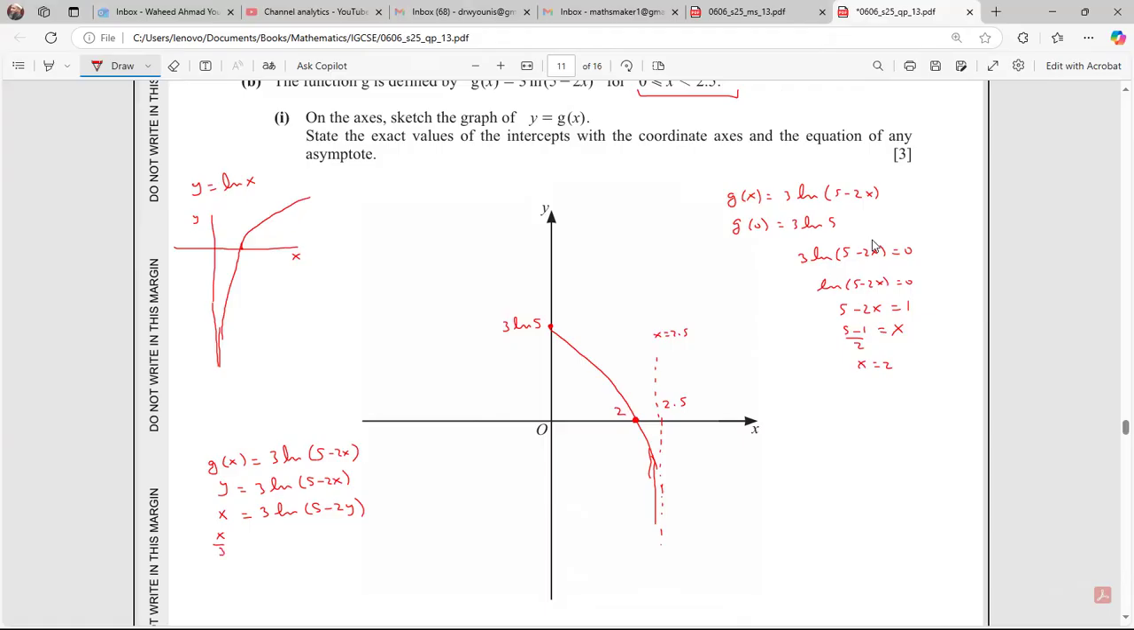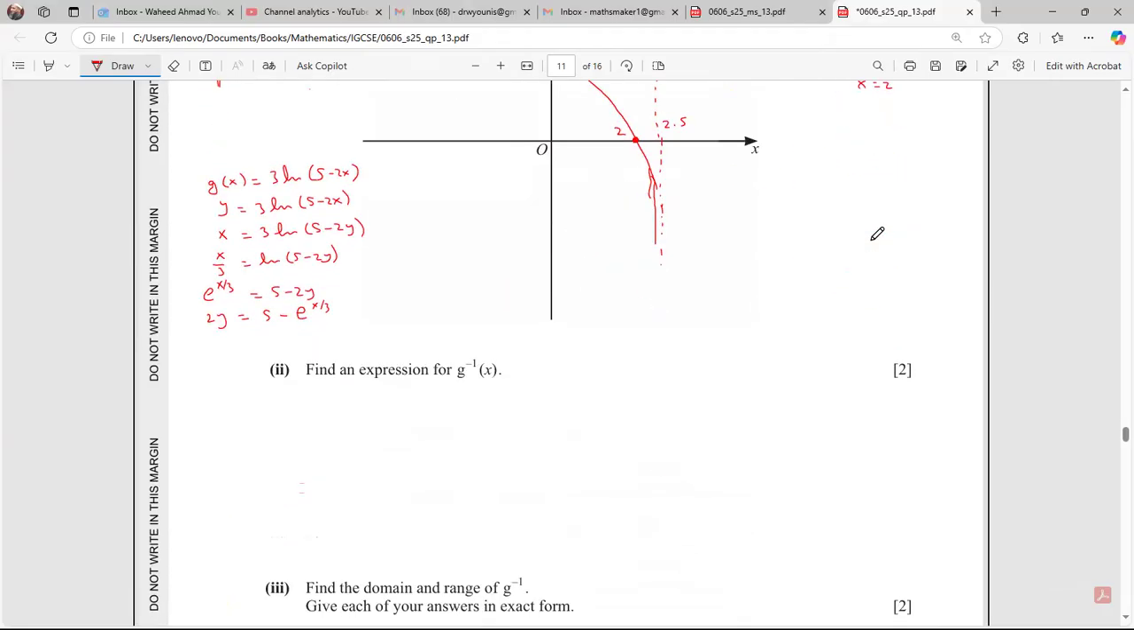So x over 3 is equal to log of (5 minus 2y). If I take the exponent, it will become e to the power x by 3 equals 5 minus 2y. And from here you can see 2y is equal to 5 minus e to the power x by 3, and y is equal to 1 half of (5 minus e to the power x by 3). And I will call it g inverse of x, because this is the inverse function: 1 half of (5 minus e to the power x by 3).